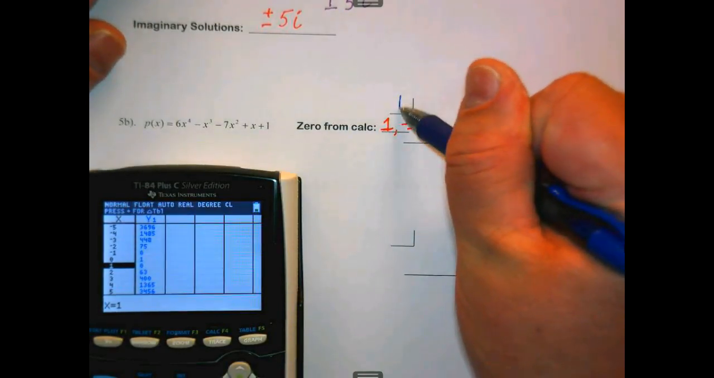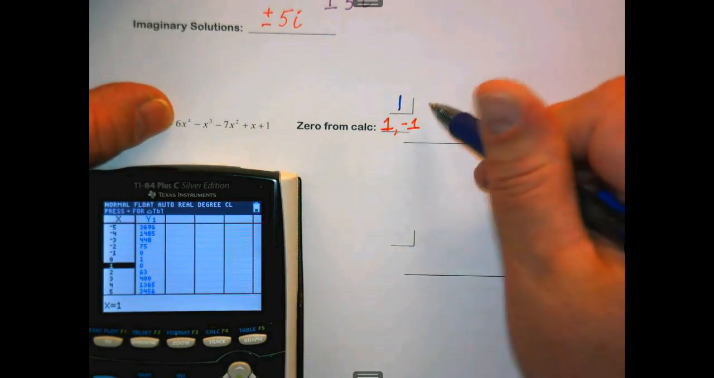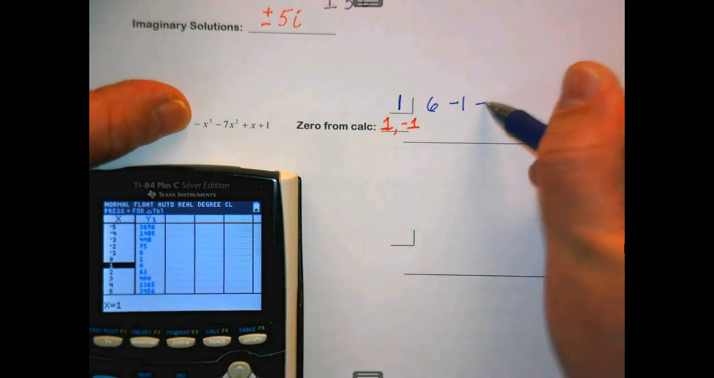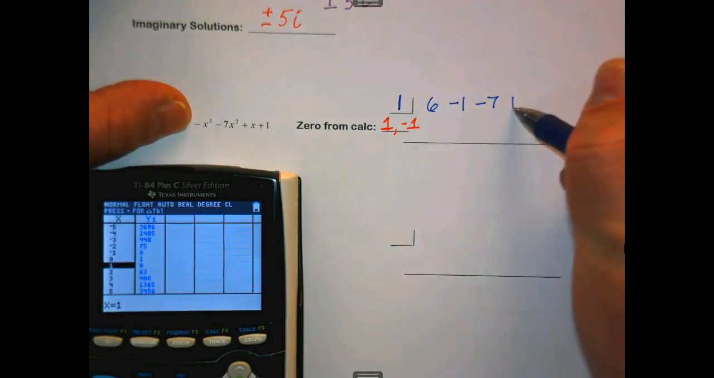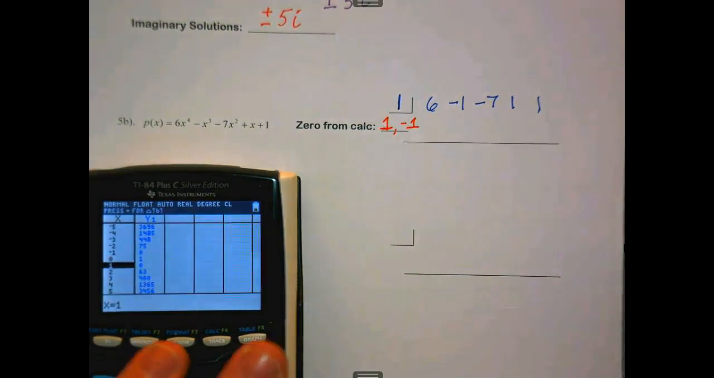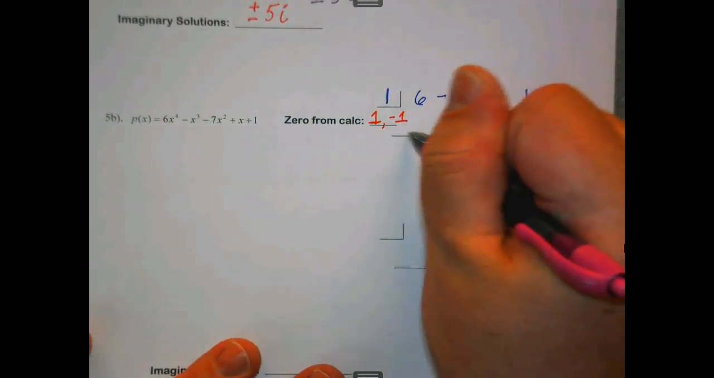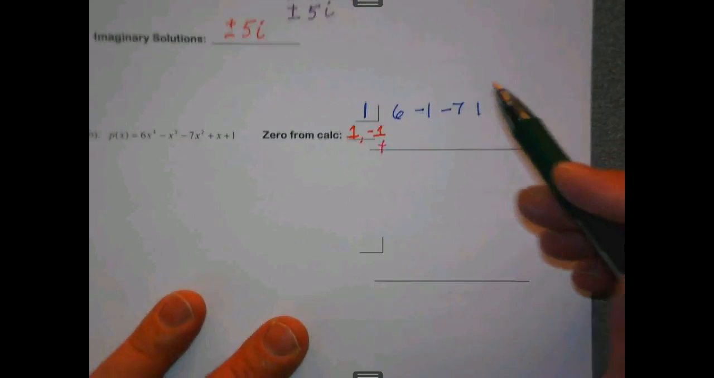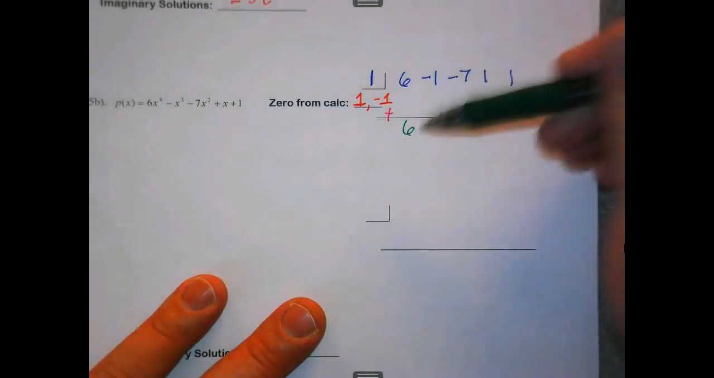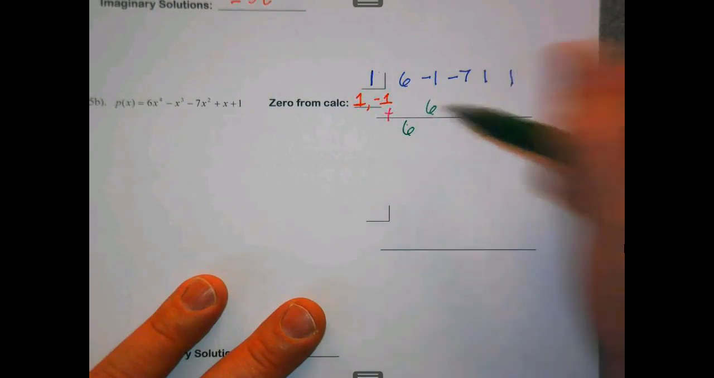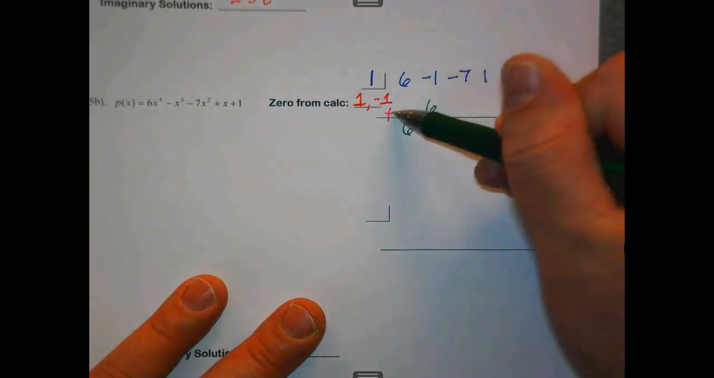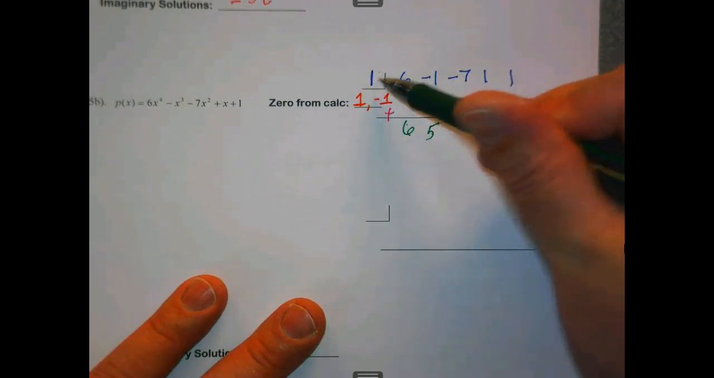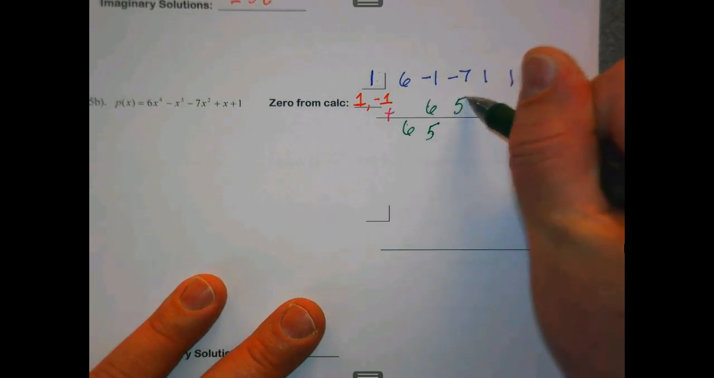So we're going to divide by the first zero, 1. My coefficients: 6, -1, -7, +1, and +1. I'm going to add these together. Bring down the 6. 6 times 1, +6. -1 plus 6, +5. +5 times 1 is +5.